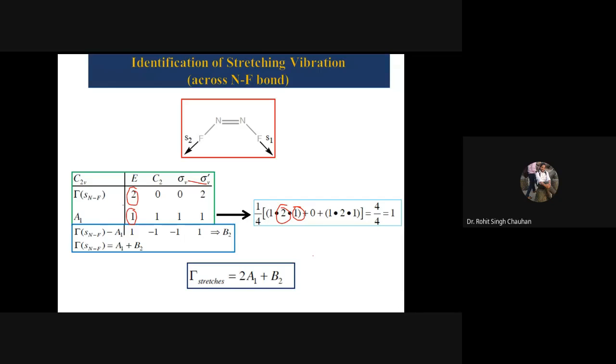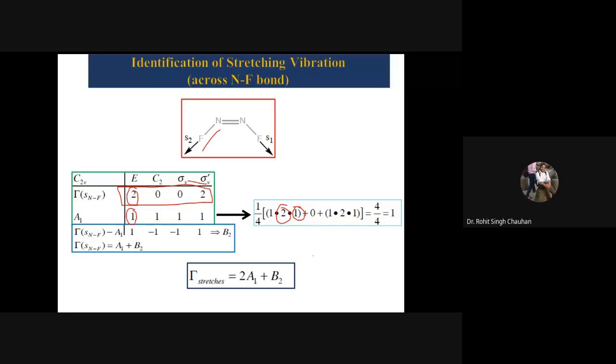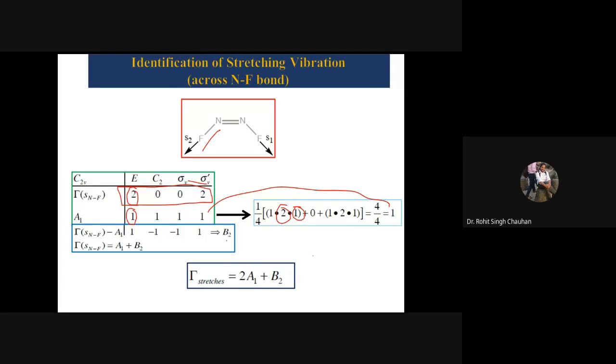Another thing is that you are having tau NF, this one. So basically, this one belongs to the changes that are going to occur in the NF bond. Anything which is going to occur through the NF bond will give you the information on how many types of shifting are involved. For one way, you have found the A1. So what you can do, you can subtract tau NF and you will get another piece of information, and that is B2.